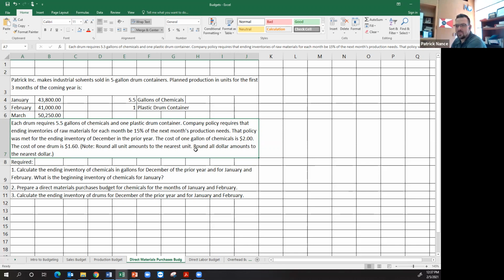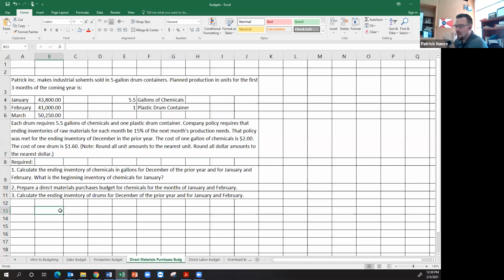The cost of 1 gallon of chemicals is $2. The cost of 1 drum is $1.60. So the first thing I'm going to do is figure out the amount, and I'll do the actual dollars and cents at the end. So it says calculate the chemicals in gallons for December of the prior year and January. What is the beginning inventory of chemicals for January? Let's do January and February.